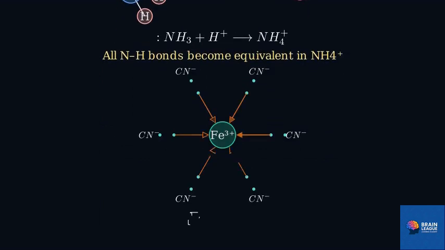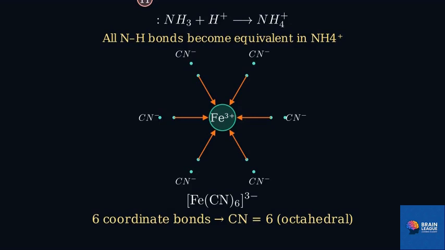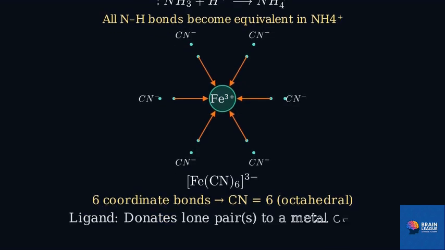Example 3, the complex ion iron, Fe(CN)6 3-. The cyanide ligands each donate a lone pair to the central iron 3+. 6 coordinate bonds form, giving coordination number 6, and an octahedral arrangement in 3 dimensions. Next, ligands and coordination number.